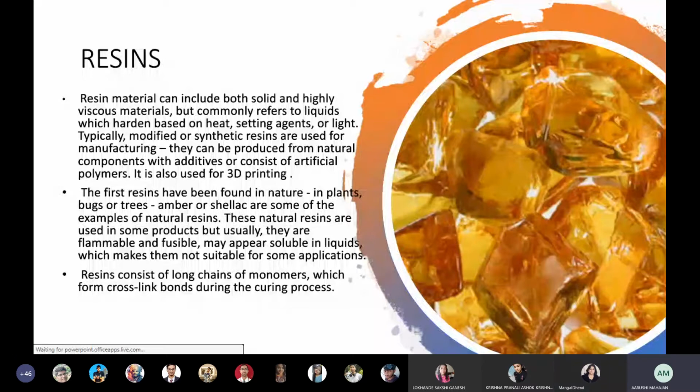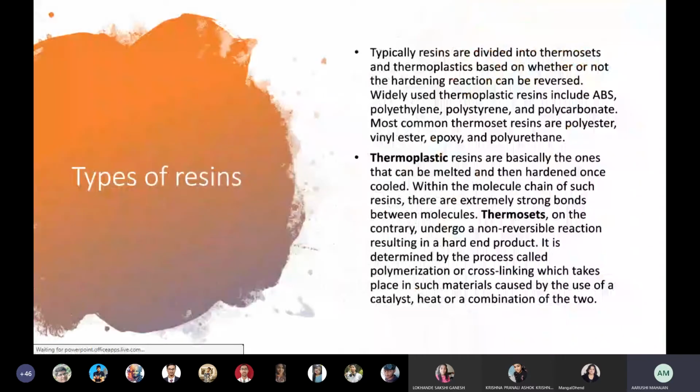Okay, types of resins. Now, resins are divided into two types: thermoplasts and thermosets. Thermoplasts are basically the ones that can be melted, and they harden once cooled. Within the molecule chain of such resins, there are extremely strong bonds between molecules. So they're strongly bound together, and then they harden when they're cooled.